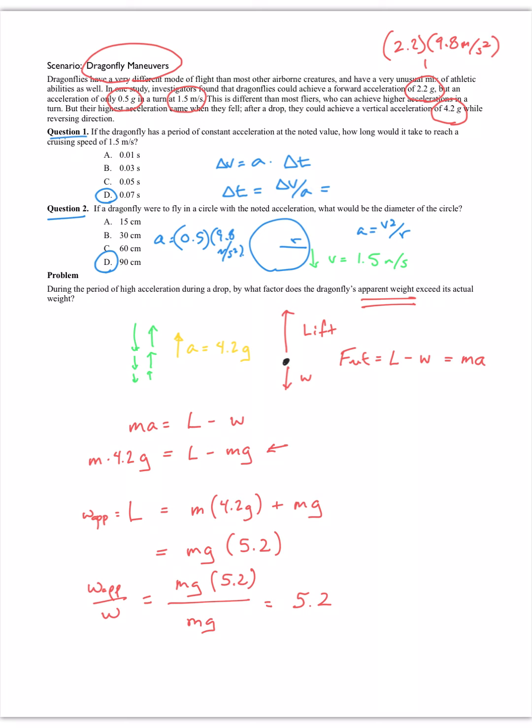And this is one of those problems where I don't need to know the mass. The mass cancels, and actually I don't need to use the value of g. Actually, that kind of cancels too. And so by keeping it symbolic, I can save myself some work.